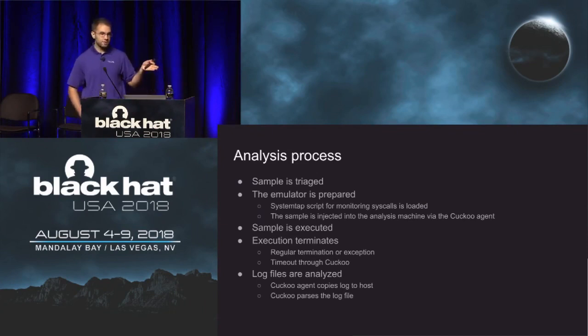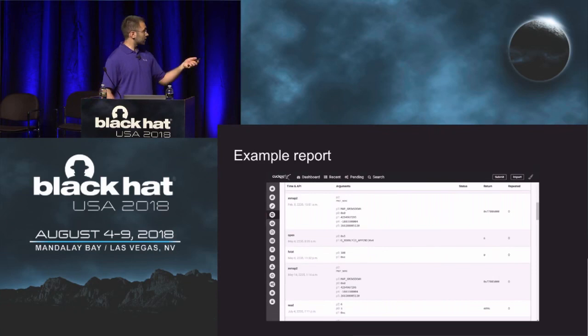So the analysis process is that the sample is triaged. For example, if you have an ARM sample, it is associated with an ARM image. Then the emulator is prepared, the systemtap script is loaded, the sample is injected, and the sample is executed. Once the execution terminates, either because the sample finished or because there is a timeout, the log files are retrieved and Cuckoo parses them. And this will give an example report like this here, where you can see the syscalls that are happening inside the sample.